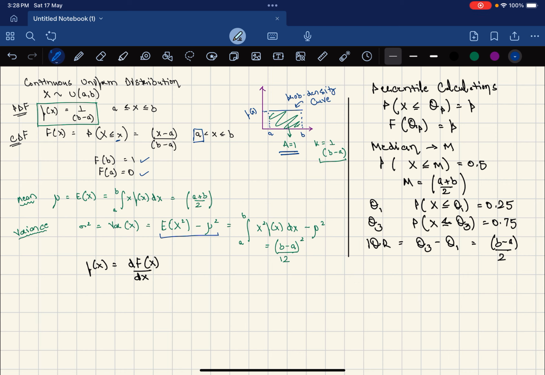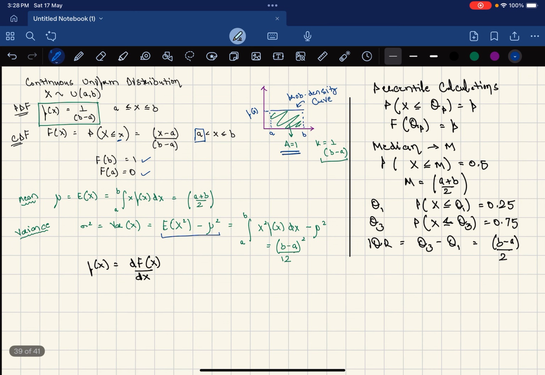So using that, we got the probability density function as 1 upon b minus a for a uniform distribution. Then we looked at a cumulative distribution function, which is a function which gives the probability of the random variable taking a value less than or equal to x, and it was obtained as x minus a upon b minus a in the given x range.